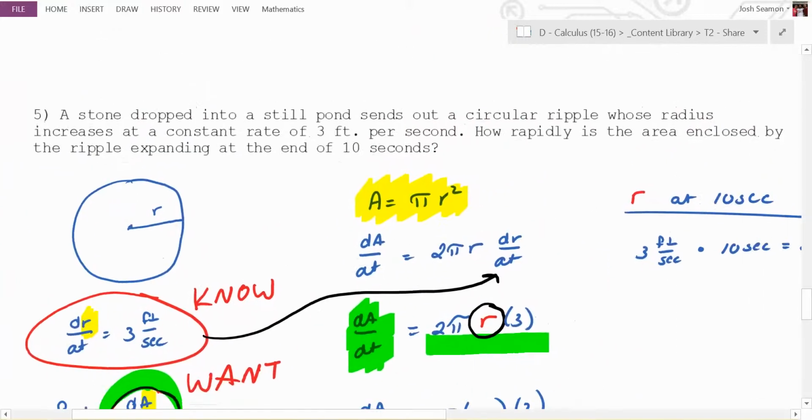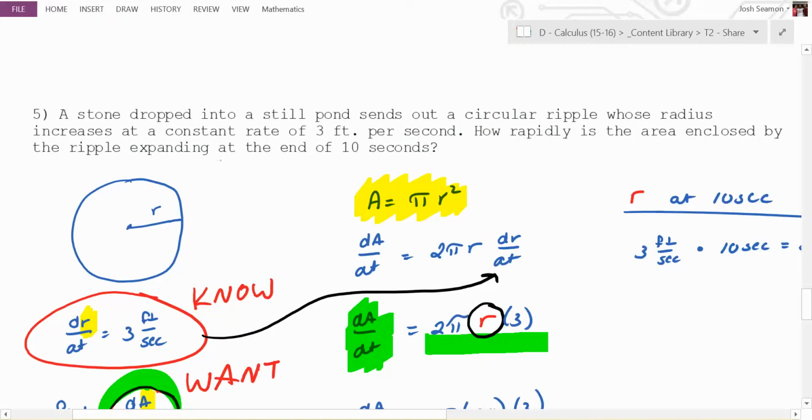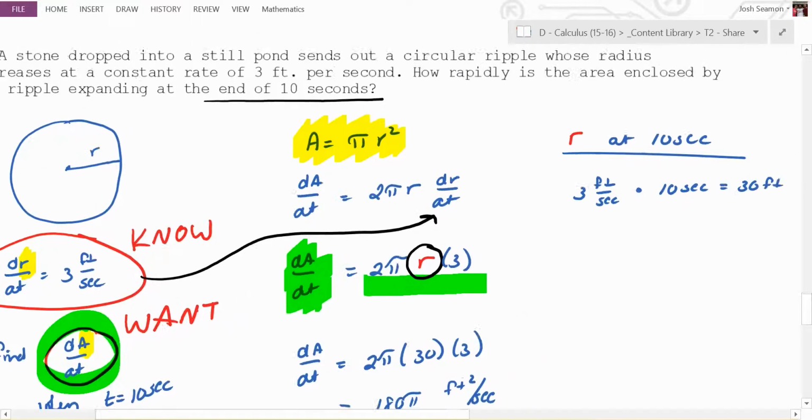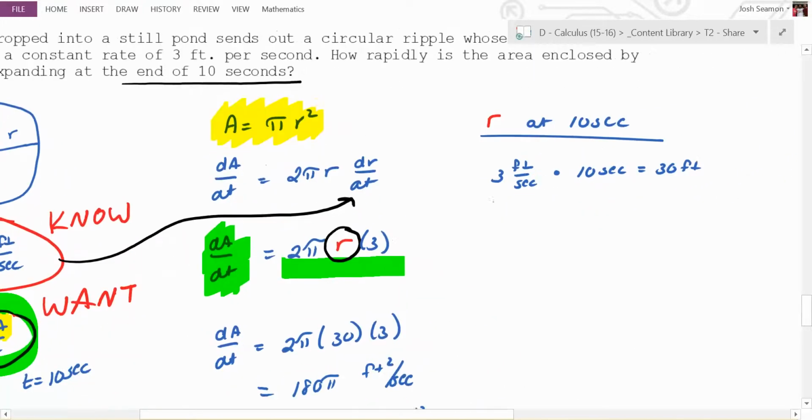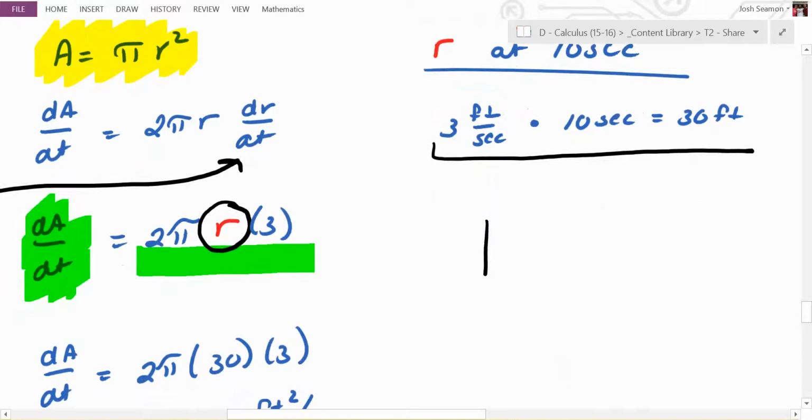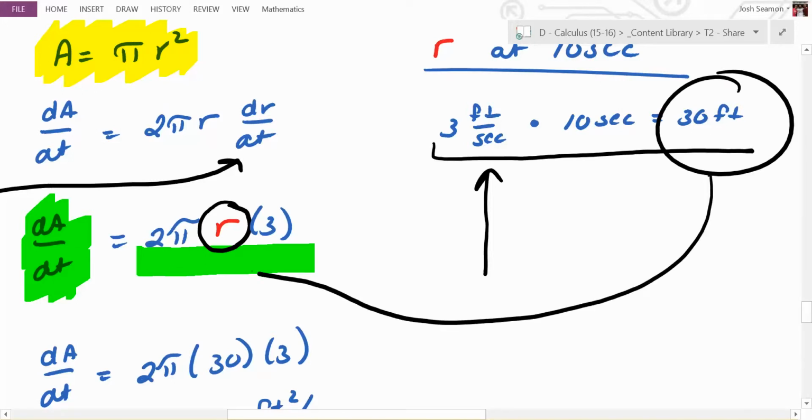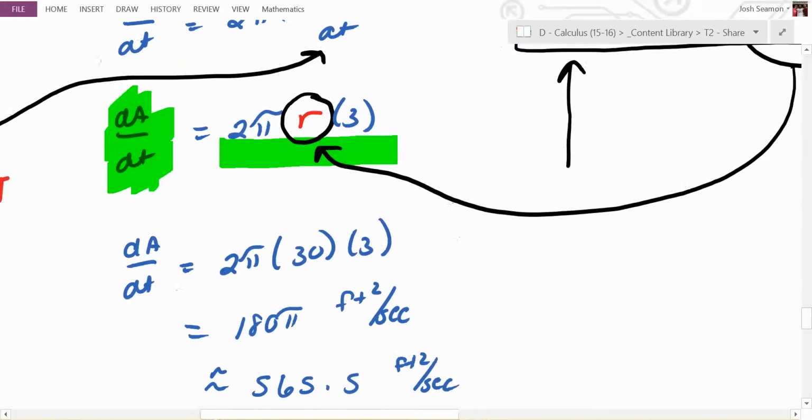Well, look what it says. How rapidly is the area enclosed by the ripple expanding at the end of 10 seconds? At the end of 10 seconds. How fast is the radius increasing? The radius is increasing at 3 feet per second. So in 10 seconds, how big is the radius? So where do we plug that 30 feet in? Right there. So look what we get.